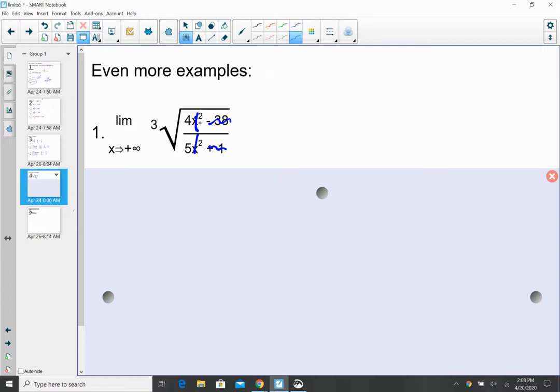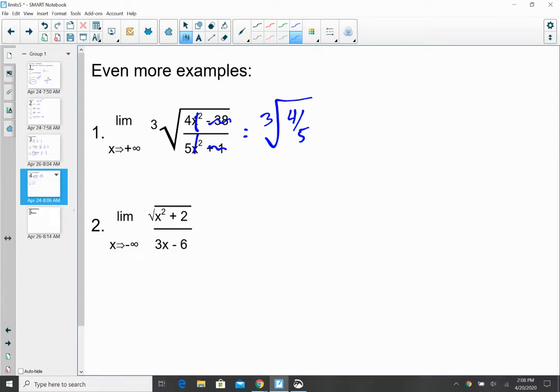Now we can bring the root back into this. So it's just going to be the cube root of 4/5. In case you couldn't tell, the cube root was going over the whole function, by the way. So where the root is actually important. Because if it's not going over the whole function, like only just part of it, you got to be careful.